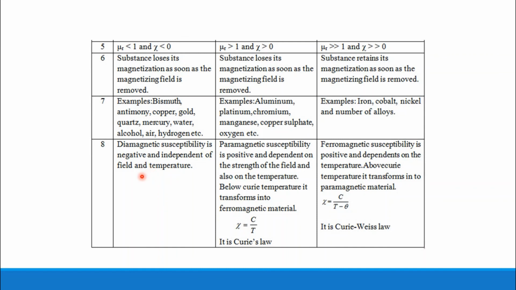The last one, the eighth one: diamagnetic susceptibility is negative and independent of field and temperature. Whereas in the case of paramagnetic substances, paramagnetic susceptibility is positive and depends on temperature and also on field. It is given by chi is equal to C by T, which is called Curie's law. In the case of ferromagnetic substances, ferromagnetic susceptibility is positive and depends on the temperature. Above the Curie temperature, it transforms into a paramagnetic material and is given by chi is equal to C divided by T minus theta. It is the Curie-Weiss law.